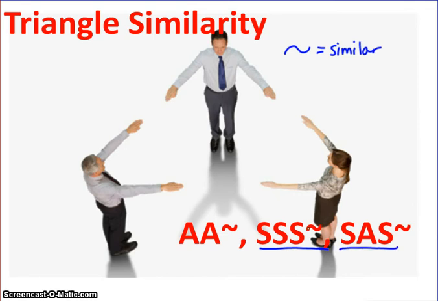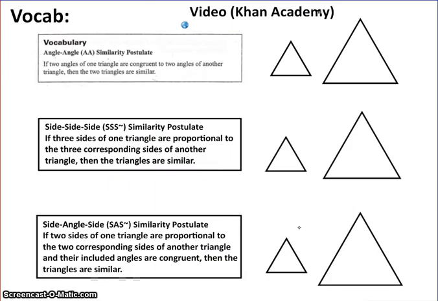So we have side, angle, side; side, side, side; and angle, angle. And all of these are similarities, so you notice that we have the little squiggle at the end of them. Alright, so we have some vocabulary terms. Angle, angle similarity: if two angles of one triangle are equal to two angles of the other triangle, then these two triangles are what we call similar.